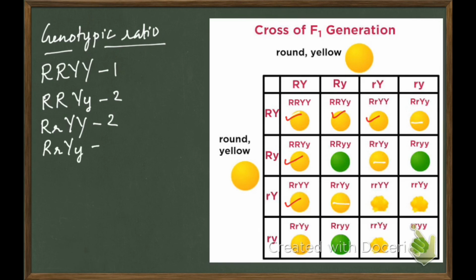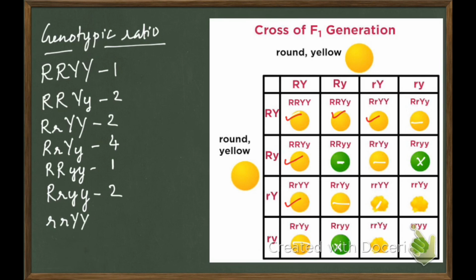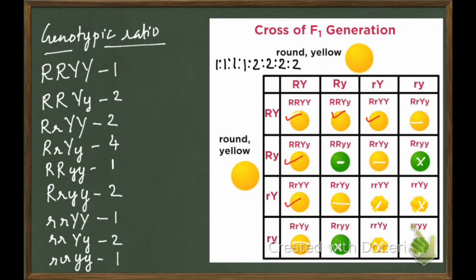Next combination is capital R, small r, capital Y, small y. 1, 2, 3, 4. Next combination, let us take capital R, small r, small y. You can see two of them. The another combination is small r, capital Y. We can see this small r, capital Y, small y. There are two. Last one is small r, small y, which is of one kind. So 1 is to 1 is to 1 is to 1, 2 is to 2 is to 2 is to 2, and the last is 4. This is the genotypic ratio of dihybrid cross.